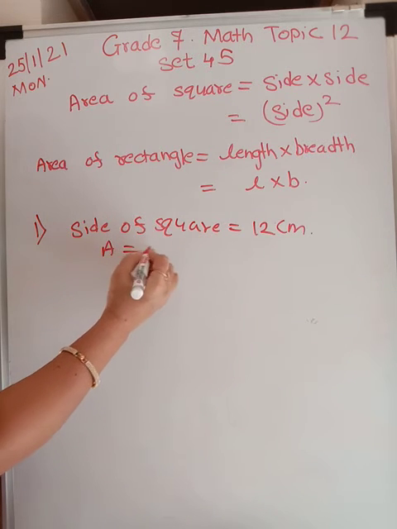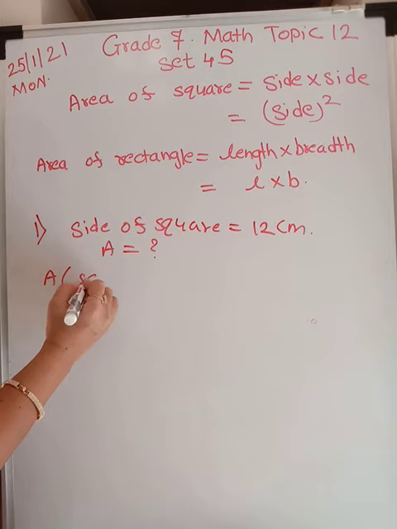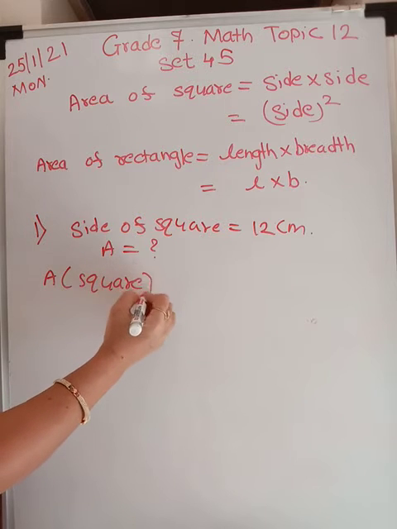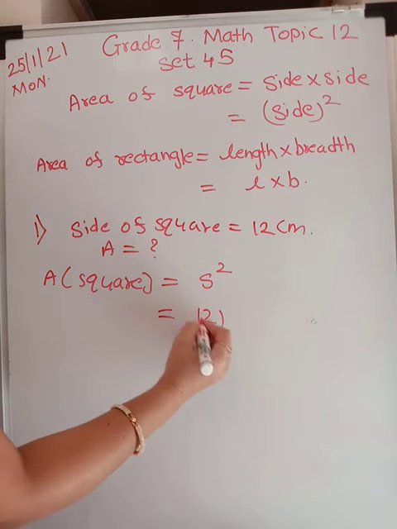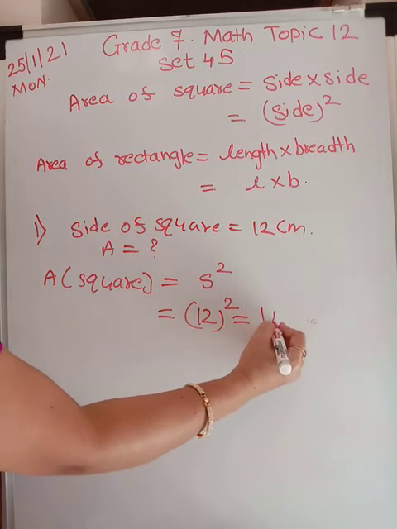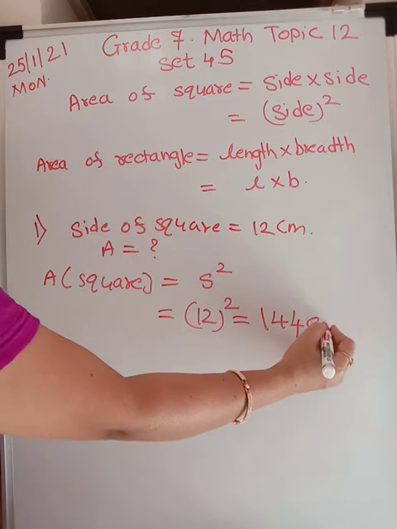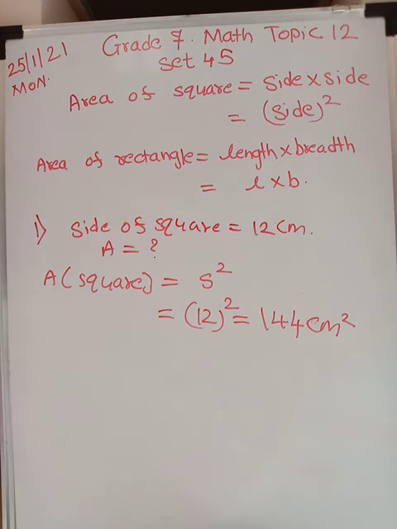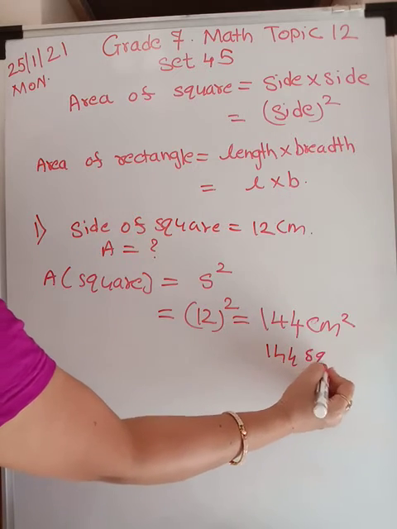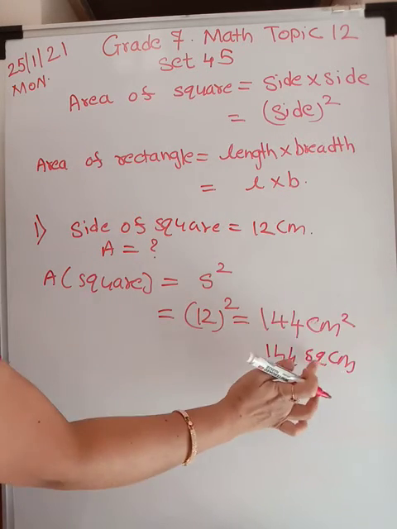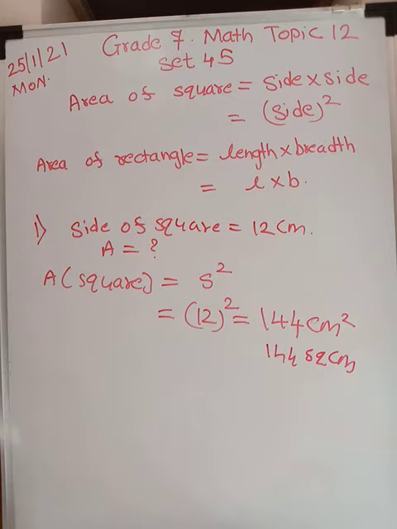Area we have to find out. So what is area of square? Area of square is side square. Okay, so that is 12 square. How much is 12 square? 144. What will be the unit? Centimeter square. Isn't it easy? Okay, so please see that. You can write 144 centimeter square or 144 square centimeter. Centimeter square and square centimeter is one and the same. Okay. Easy, no? Let's go for the next problem.